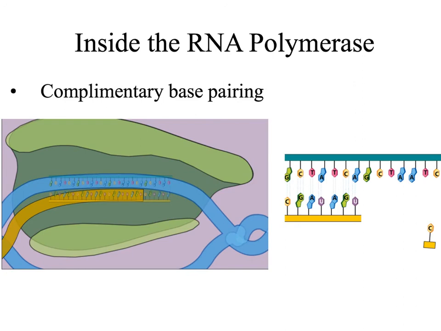We can take a closer look inside of the mRNA molecule. The blue strand is our DNA, the yellow strand is our mRNA. Remember, this process requires complementary base pairing. The DNA will be read and a complementary piece of mRNA will be matched to each DNA nucleotide.